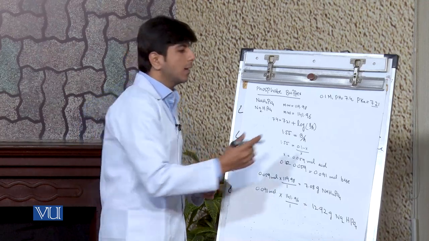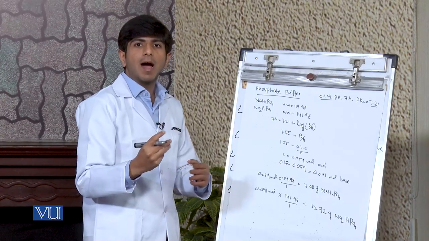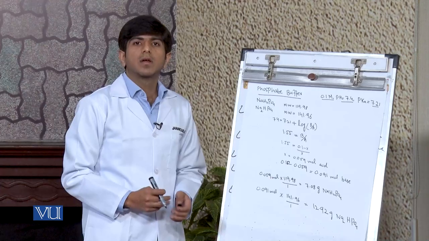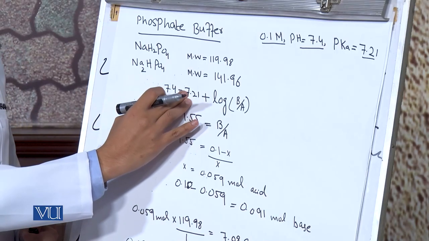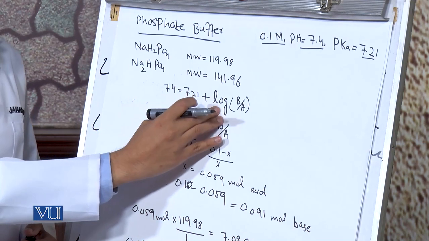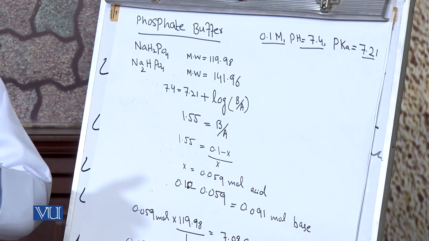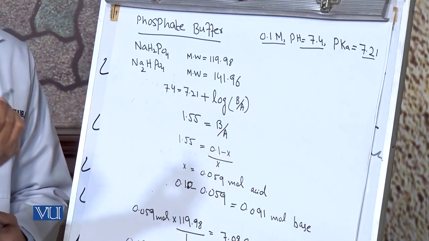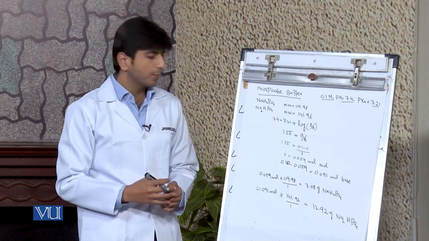Now, for what strength should we make the buffer? Today, we will make 0.1 molar phosphate buffer, and our desired pH is 7.4. So the equation will be pH, which is 7.4, equal to the value of pKa, which is 7.21, plus log of B over A, which is the concentration of moles, that is, how many moles of base and how many moles of acid will be required to calculate the mass.